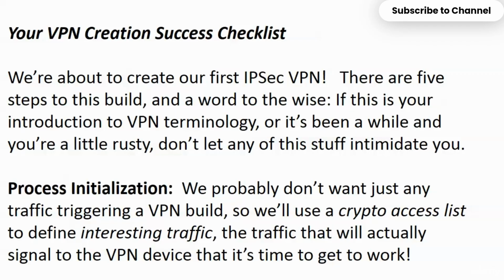And we don't want just any traffic triggering a VPN build, or we're going to have a lot of VPNs, we're going to have a lot of overhead. So what we're going to do is write a crypto access list to define what we call interesting traffic. That's the traffic that will actually signal to the VPN device, in this case a couple of Cisco routers, that it is indeed time to get to work.